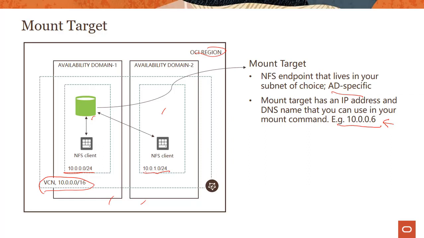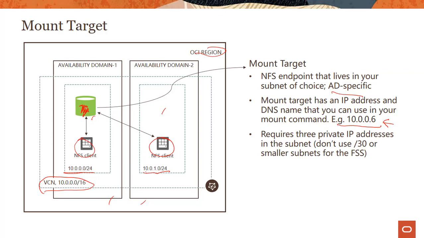The way your NFS clients access the file systems is by going through the mount target. So you can see there are two NFS clients here in two different ADs, two different subnets, and they are accessing a file system right here on this particular mount target. A mount target requires three private IP addresses in the subnet. So it's a good practice to not use a subnet of /30, because a /30 subnet will have only four IP addresses. So three out of the four would be taken up by the mount target.